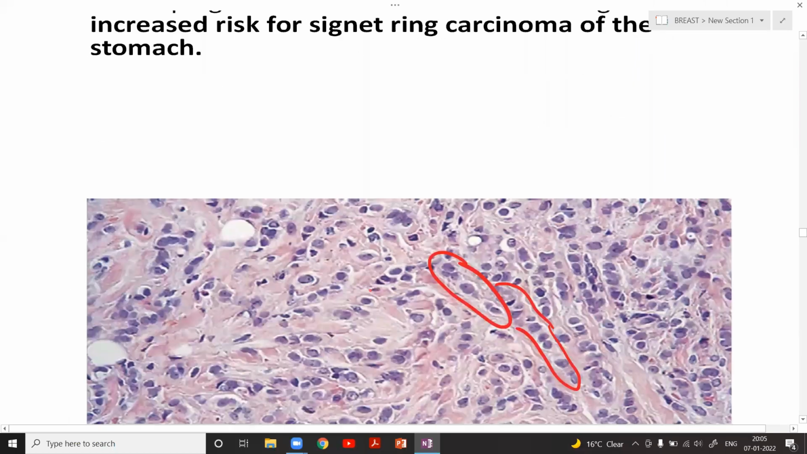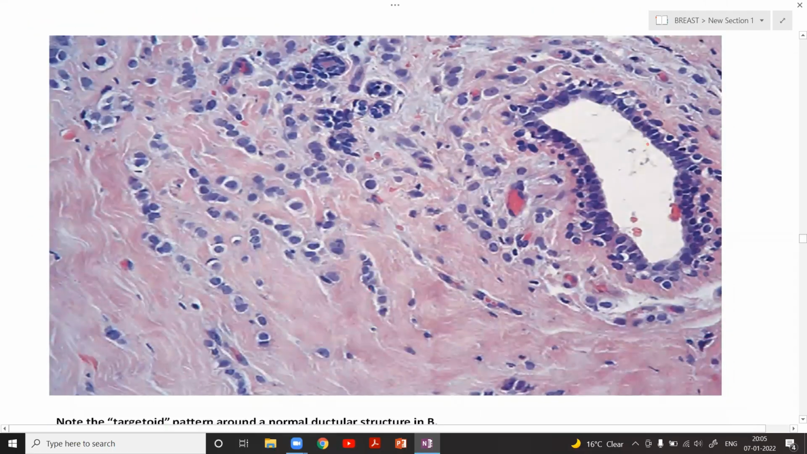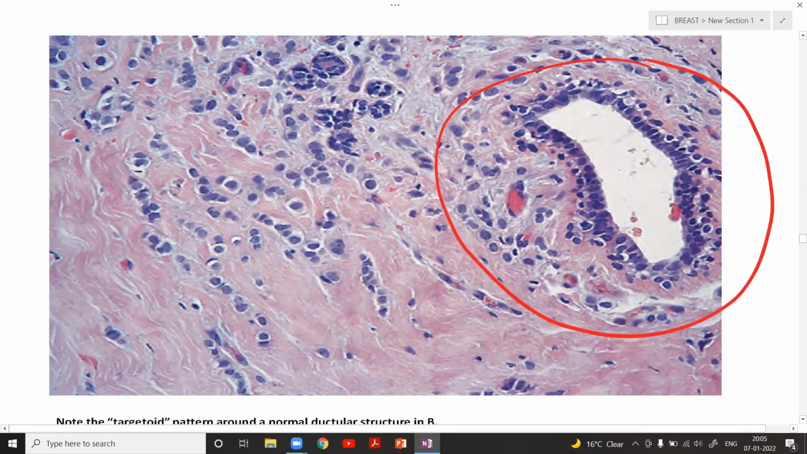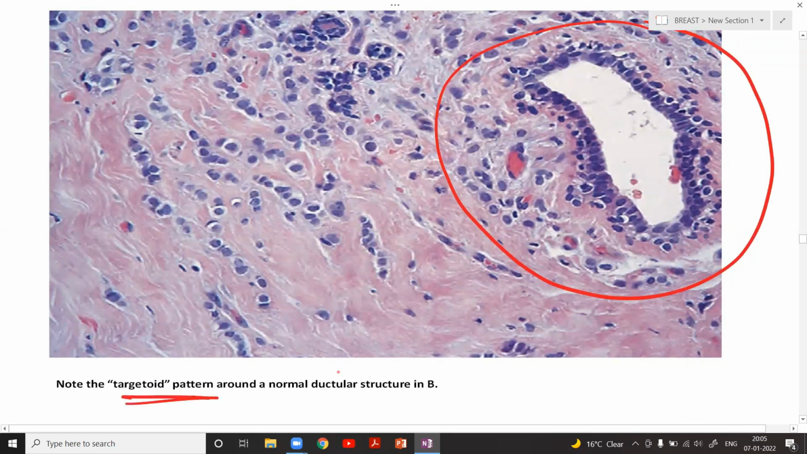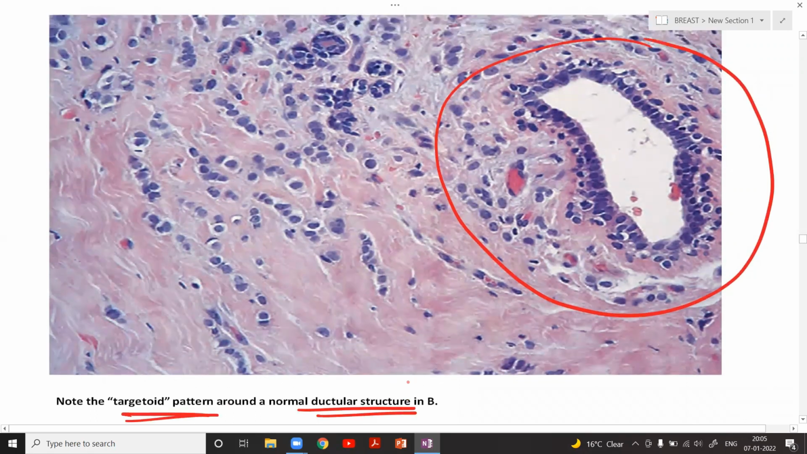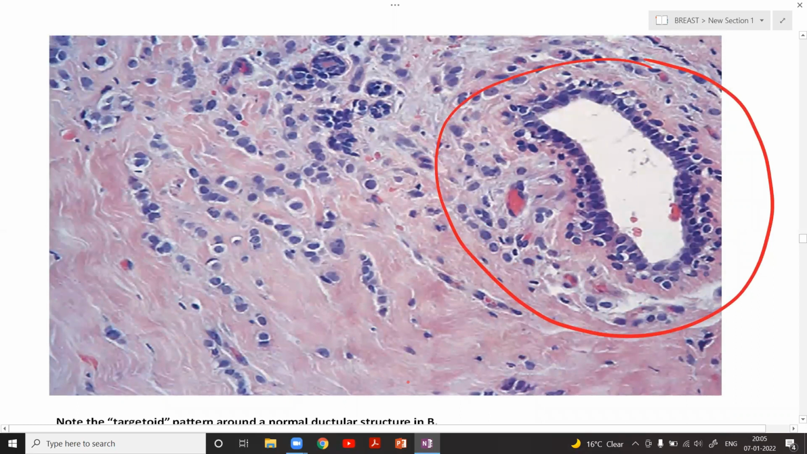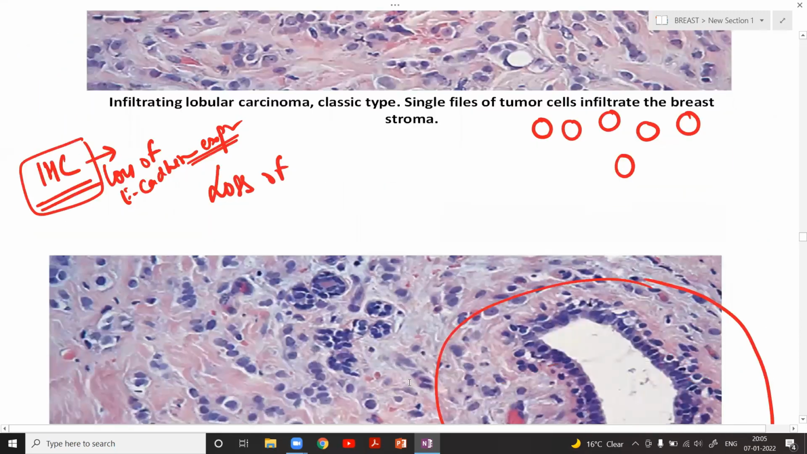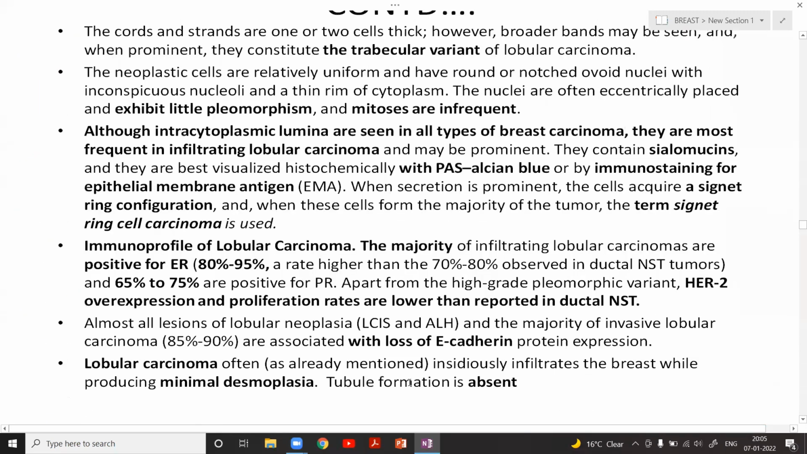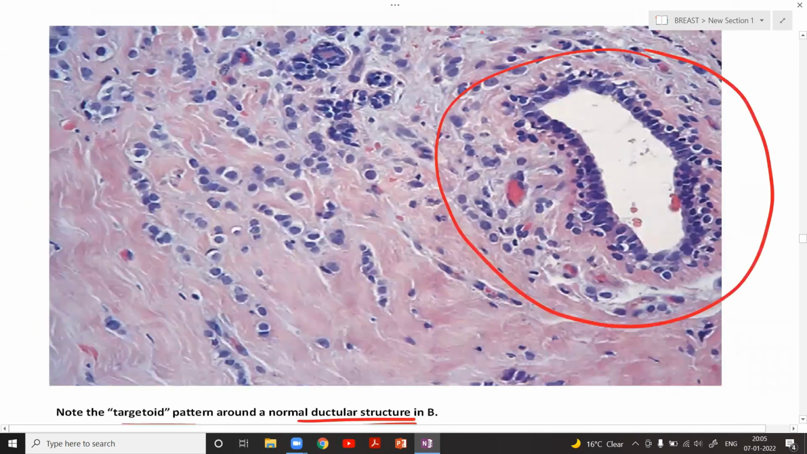So let me just show you this other pattern. Can you appreciate over here, one duct has been surrounded by these cells. So this is called a classic targetoid pattern, around a normal ductular structure. They will surround certain ducts, so they can entrap the ducts also. Classic and targetoid might coexist together as well. Let me show you this other pattern. There is also one variant called the trabecular variant, wherein the cells are growing in the form of a trabecule.